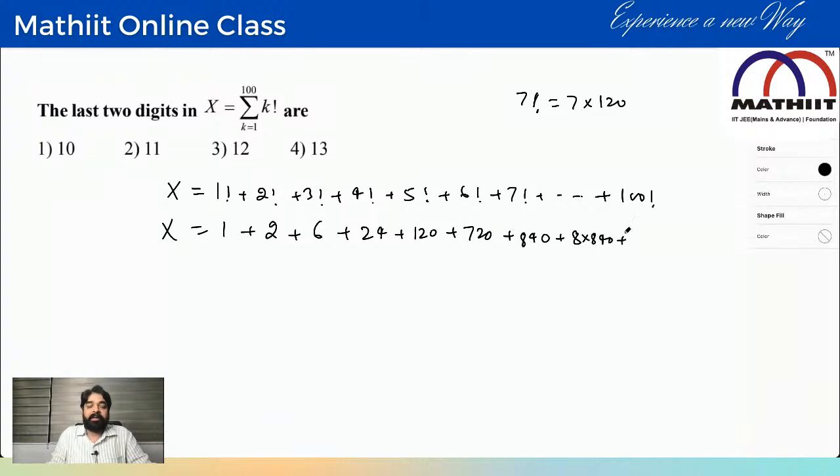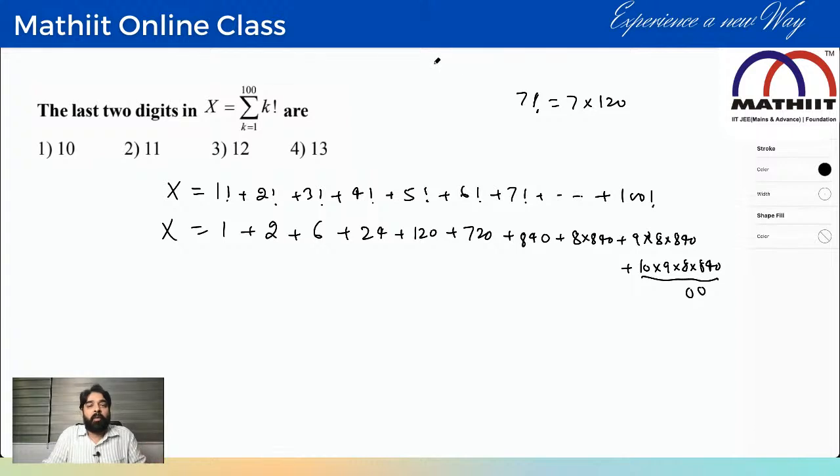I'm not writing 9 factorial, it will be 9 into 8 into 840, plus 10 factorial. Yes, 10 factorial onwards is not a problem. Why so? Because that will be 10 into 9 into 8 into 840. So think carefully. This number has last two digits 0, so we can ignore it, and further, every number will have last two digits 0.